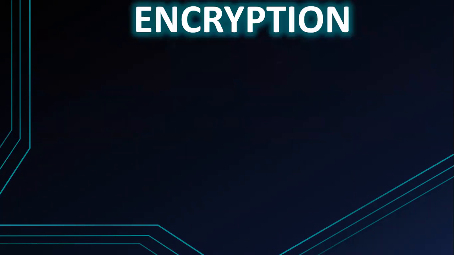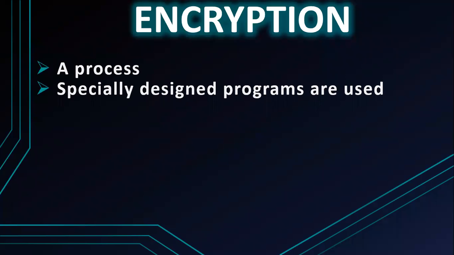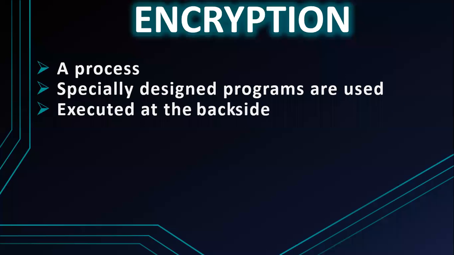So first we are going to study encryption. What is encryption? Basically, encryption is a process. It is a task. Specially designed programs are used for encryption. Special algorithms, special programs are used inside the computer system, and these programs are executed at the backside. We cannot see these programs on our screens. They are hidden executable programs.